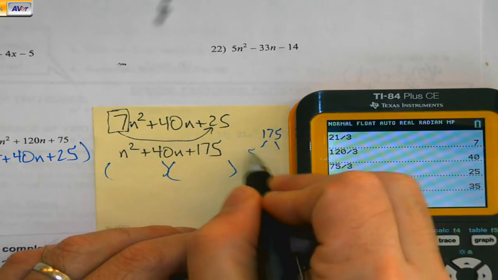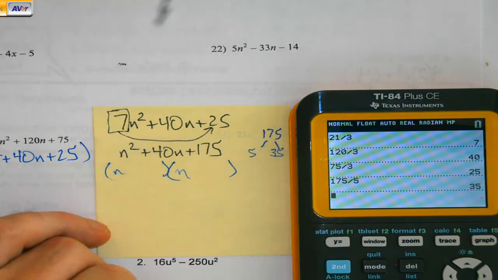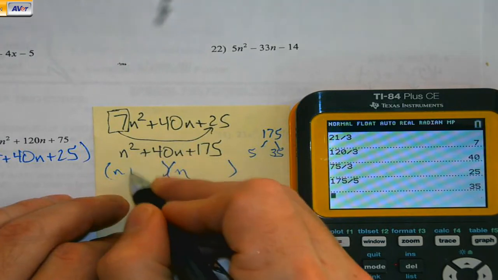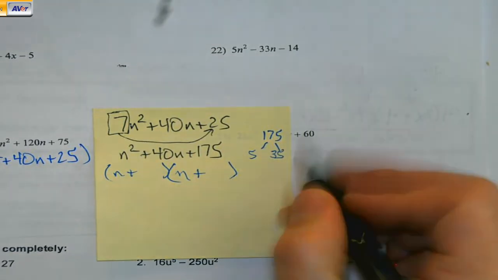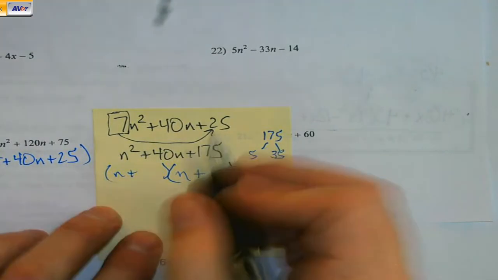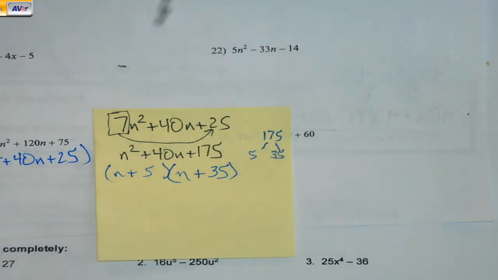And I'm going to jot down these pairs of numbers. I take a look at that for a minute, and I go, multiplying to a positive, adding to a positive. Okay. So my two numbers need to add up to 40. Well, coincidence of coincidences, 5 plus 35 is 40. I got kind of fortunate. Now, does that mean that I'm done factoring this? I did my diamond. No.